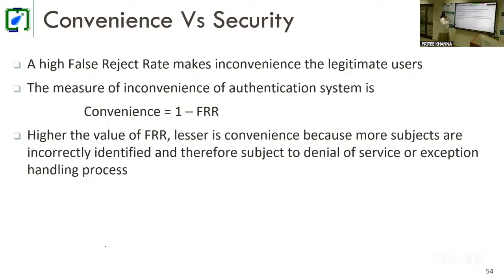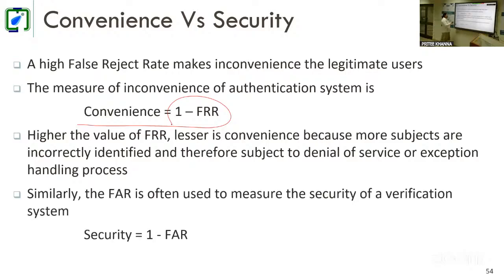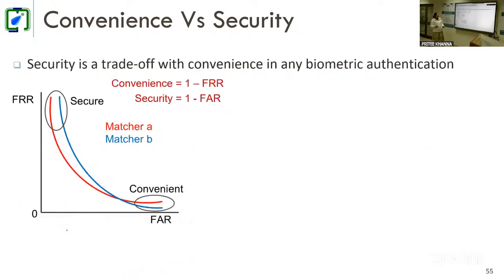The measure here is convenience, which is always the reverse of false reject. So if the false reject rate is high, obviously the convenience will be low. And your security is 1 minus false accept rate. If the false accept rate is high, like imposters are being accepted, then security is low. From that you get an idea, and accordingly you set the threshold so that you can get the desired FAR.